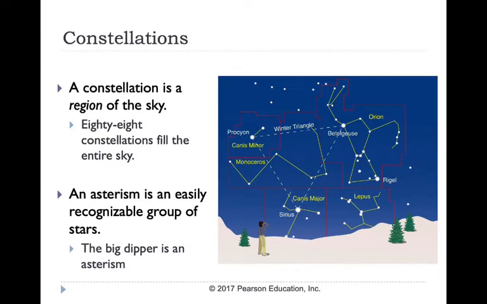And an asterism is an easily recognizable group of stars. So an example of one is the Big Dipper. The Big Dipper is not a constellation, but actually an asterism. The Big Dipper is part of the Big Bear, Ursa Major.